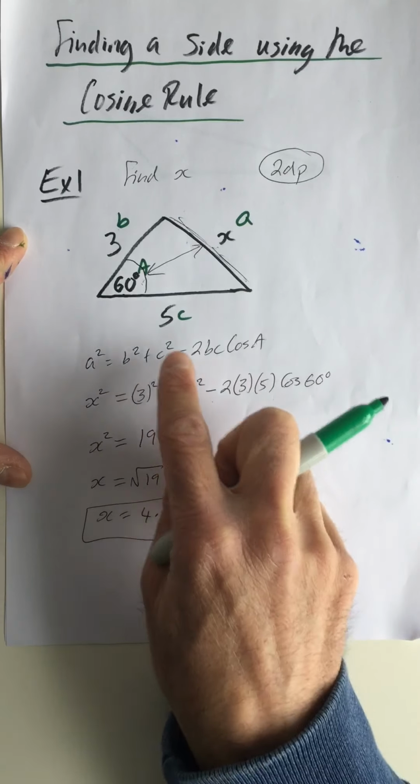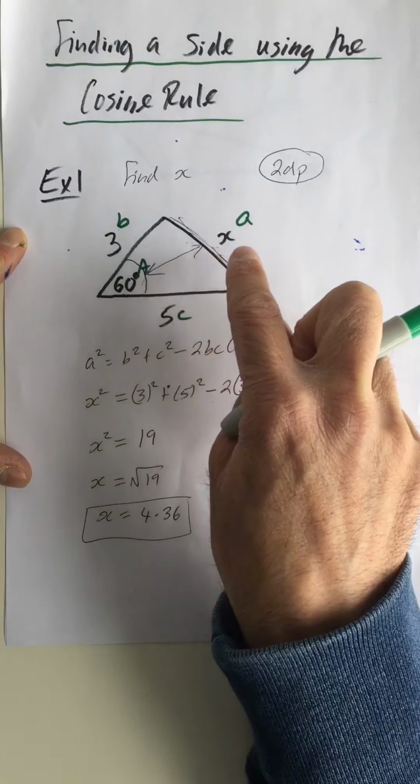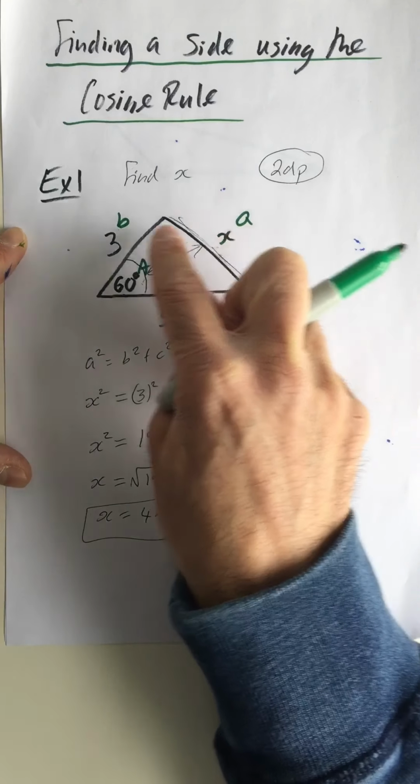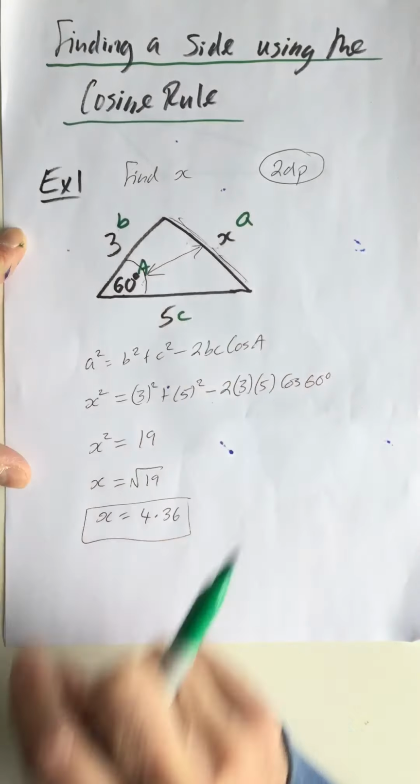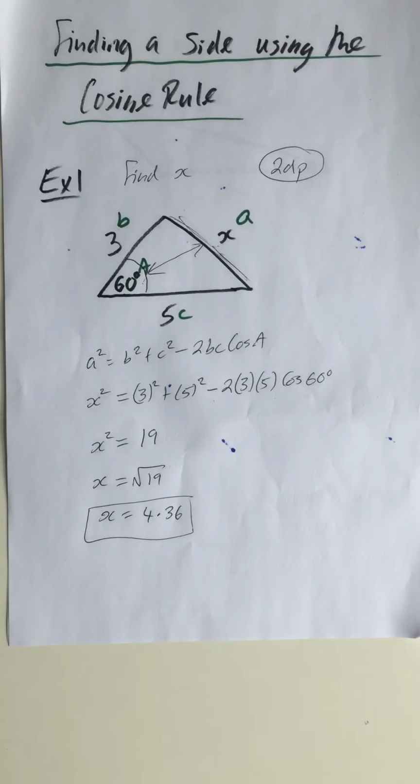But I think it's much easier just to draw this little arrow and then say this side squared is equal to this side squared plus this side squared minus 2 times this by cos that. Anyway, just have a look at this video again and give it a go. And in the next video, I'll do some more examples.